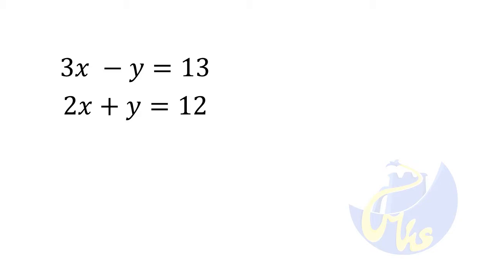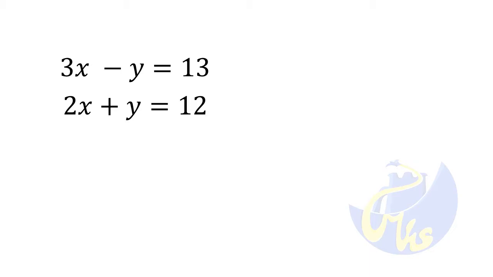So the first method we're going to go through is the elimination method, and for that to happen you need two equations which are set up like this, where both unknowns are on the left and there are numbers on the right. Now the elimination method works by removing one of the letters from the equations, making it easier to work out the other one.